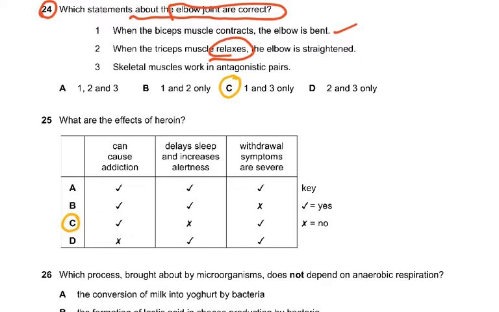Skeletal muscles work in antagonistic pairs. Yes. So 1 and 3. Why do they work in antagonistic pairs? Because when one contracts, the other relaxes. So you need to sometimes straighten your arm, sometimes you bend your leg.